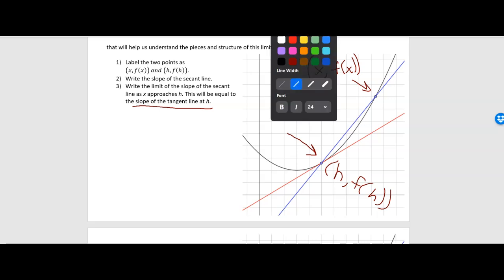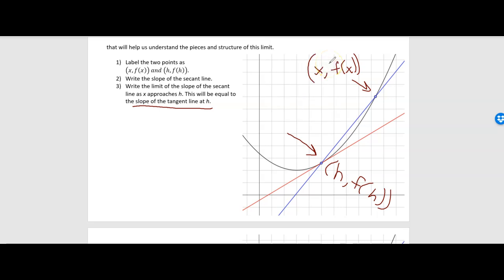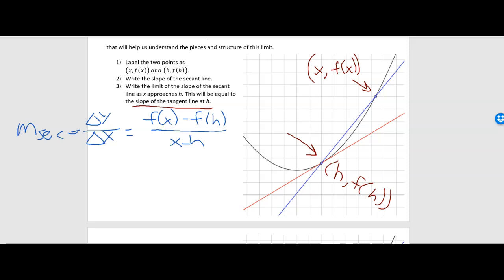Okay, so question 2 said write the slope of the secant line. So the slope of the secant line, again, is just the change in y over change in x. And that's going to be equal to f of x minus f of h, my y2 and my y1, all over the quantity x minus h. And of course, you could flip both the numerator and the denominator. You could make it f of h minus f of x, all over the quantity h minus x. As long as you flip both, you're okay. That's the slope of the secant line.